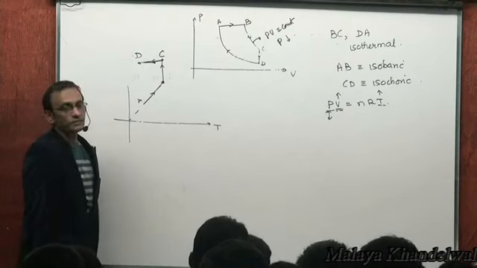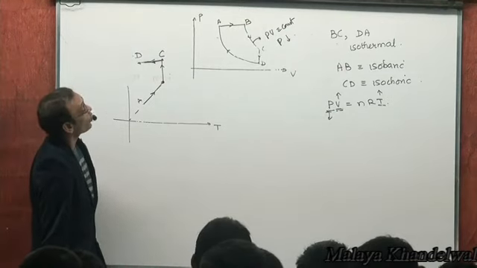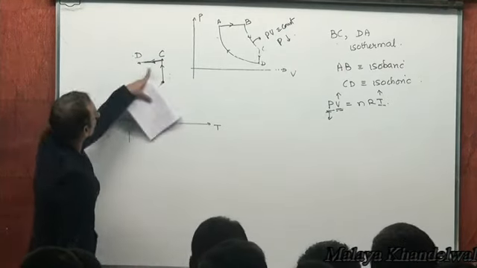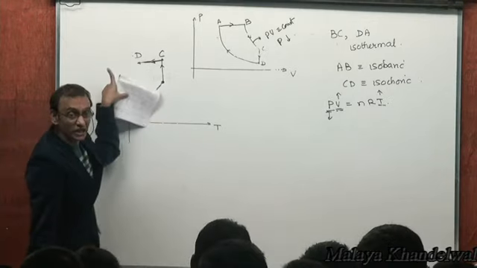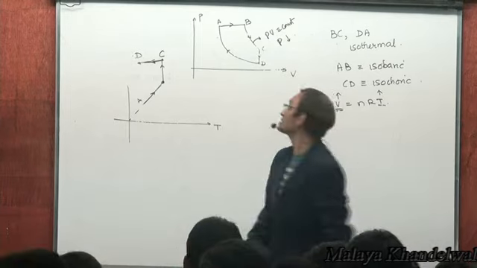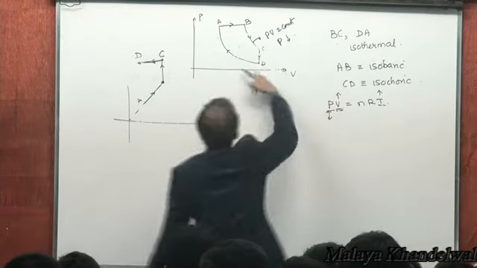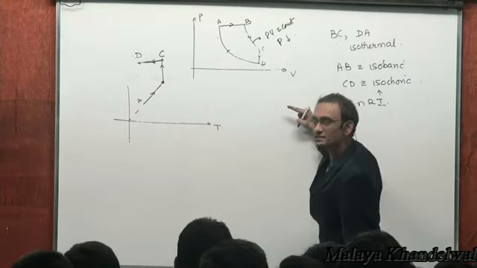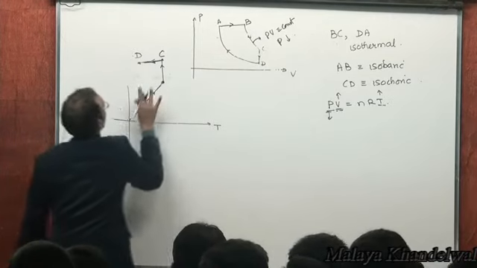Volume decreases. C to D is constant volume, temperature decreases. Because pressure decreases, temperature will decrease. And then D to A is a constant temperature process. So D to A goes this way.